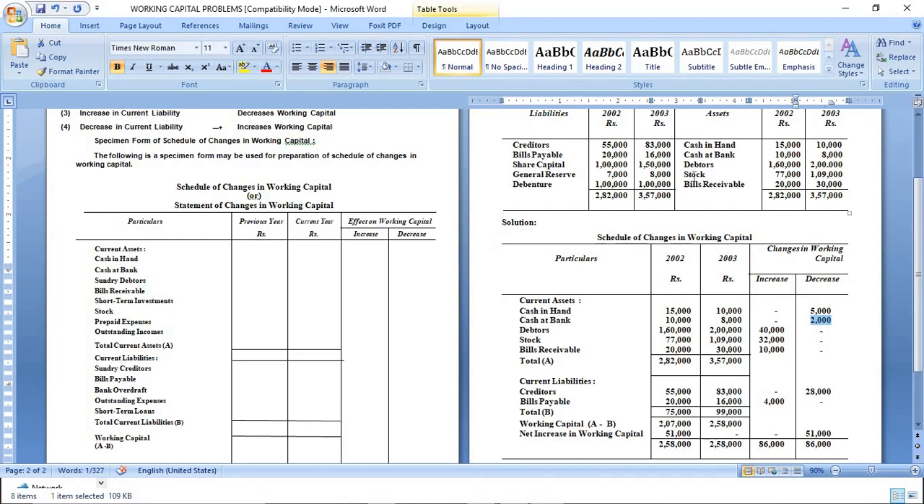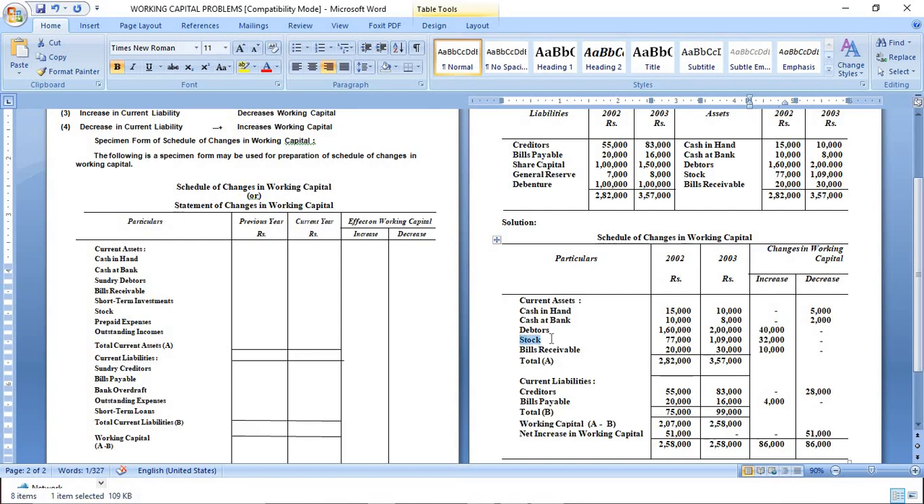Next, moving further, the debtors column is 1,60,000 and 2 lakh as per the question. Same I mentioned here, 1,60,000 and 2 lakh. What is the difference? That is 40,000. But again we have to see whether it is increasing or decreasing. In 2002 we have 1,60,000, but in 2003 it is 2 lakh. So it is increasing. That's why 40,000 is an increasing value.